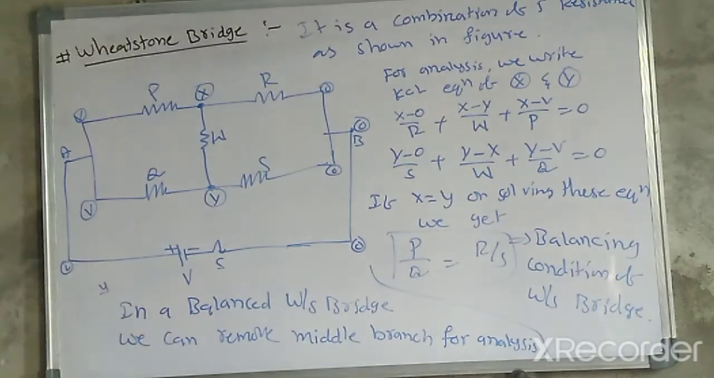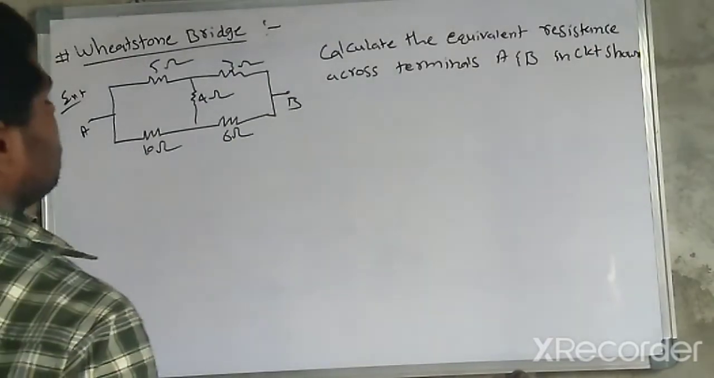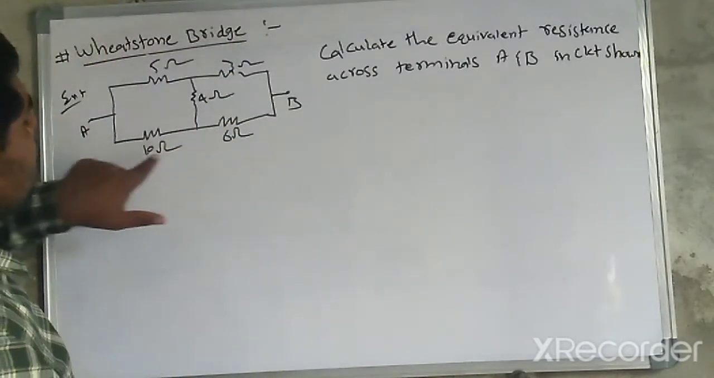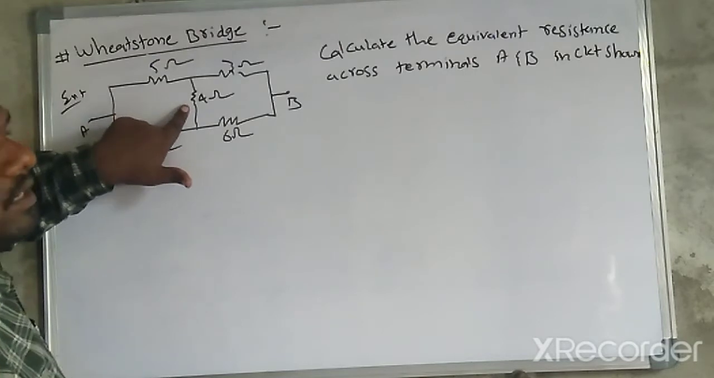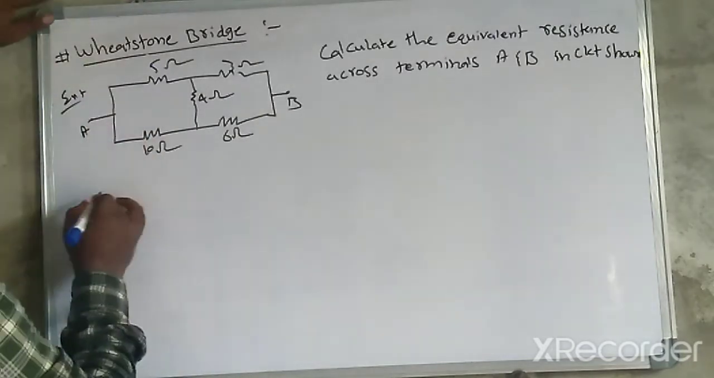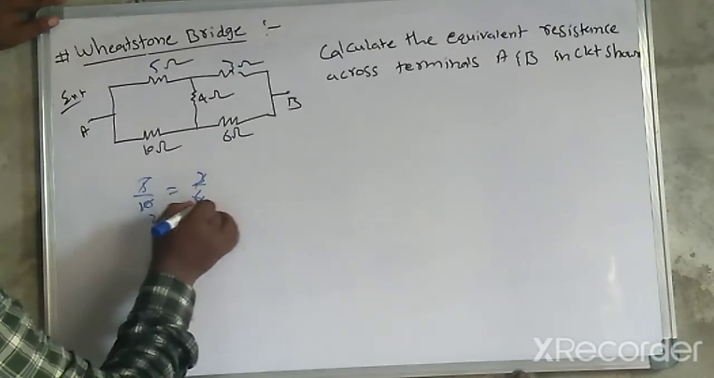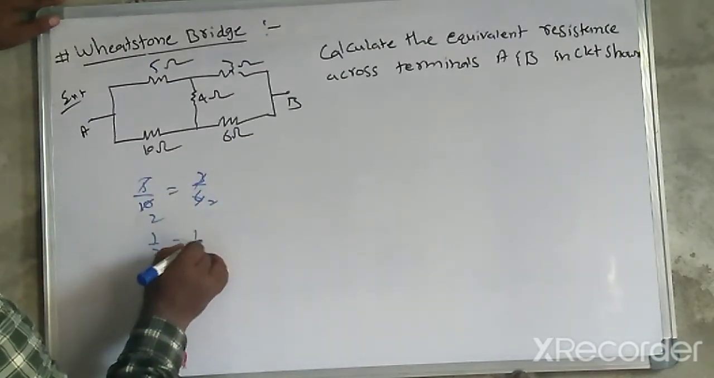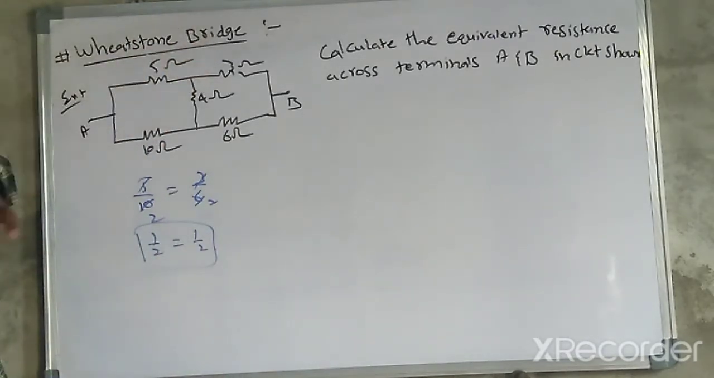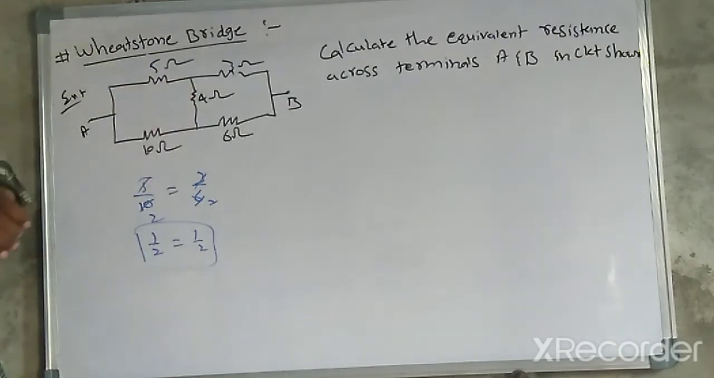Now an example on the Wheatstone bridge. Let us see the diagram. This is a 5 ohm resistor, 3 ohm resistor, 6 ohm resistor and 10 ohm resistor, with a 4 ohm in the middle. You may check whether this bridge is balanced or not. 5 by 10 should be equal to 3 by 6, which means 1 by 2 is equal to 1 by 2. So the bridge is balanced, and you may remove the middle branch for this circuit analysis.